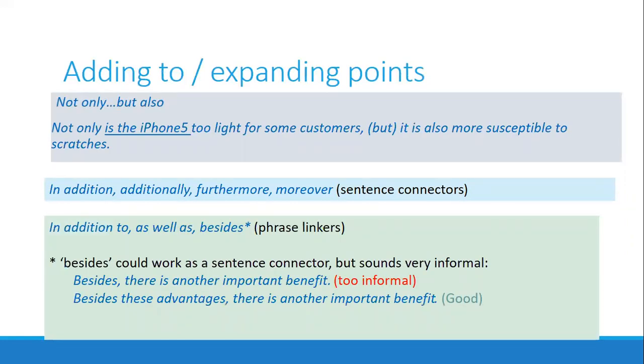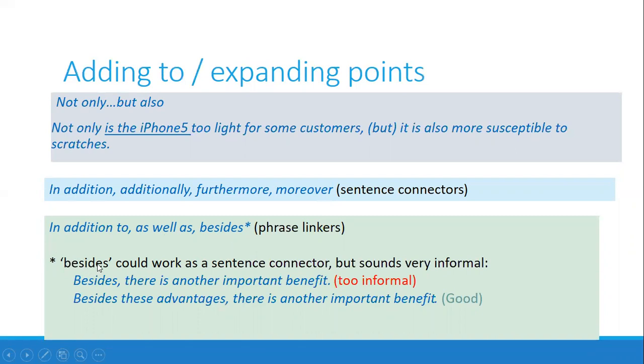So if you need to add more points, if you need to expand on what you are saying, you can use phrases like not only but also. Not only is iPhone 5 too light for some customers, it is also more susceptible to scratches, right? So in addition, additionally, furthermore, moreover, these are all sentence connectors when you need to add and expand on points. Then there's in addition, as well as, and besides as well.